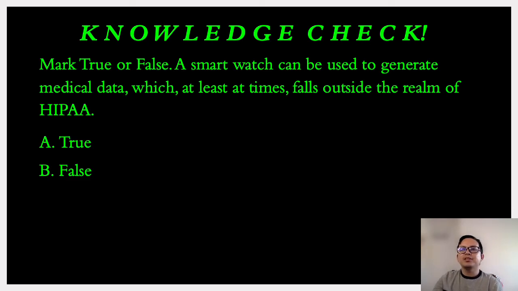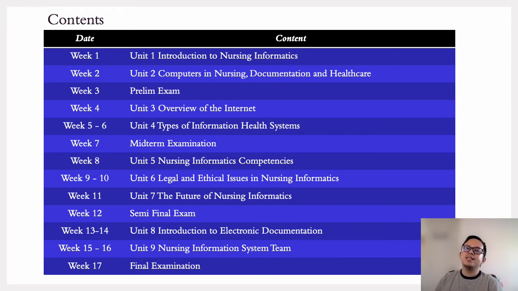Okay. So before we end our discussion, I would like to summarize the contents of our course that started in January. So week one, we talk about the introduction to nursing informatics. We talk about the computer process, like input, process, output and feedback. We talk about the history of computers and history of informatics. We talk a lot of stuff in there.